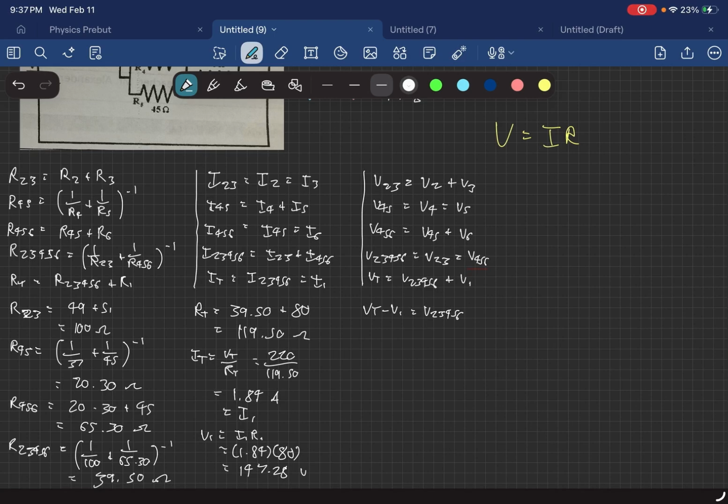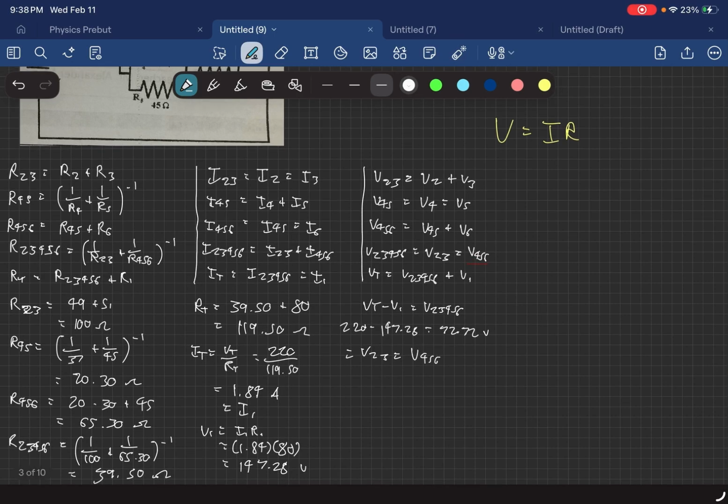What is our VT? That's 220. Remember, 220 minus our V1, which is 147.28. Let me use the calculator just to be sure. 147.28 gives 72 volts. Voltage V23456 is also equal to your V23 and V456.